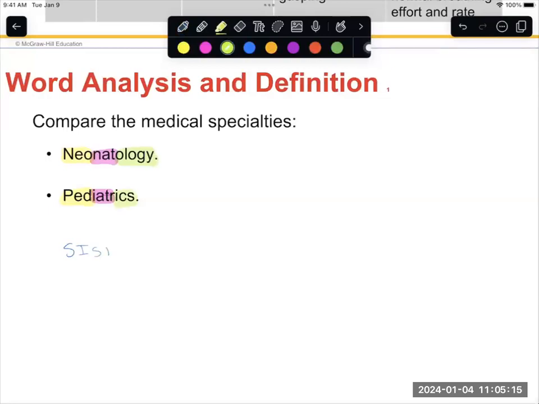SIDS. Sudden infant death syndrome. This abbreviation, SIDS, sudden infant death syndrome, is something that we don't necessarily know the cause of, but it's where infants suddenly die.